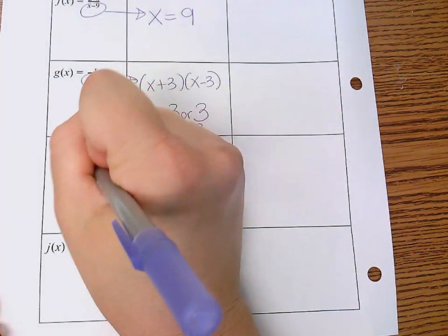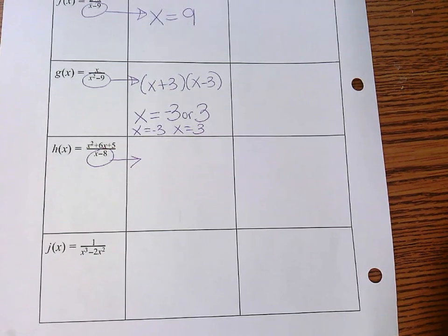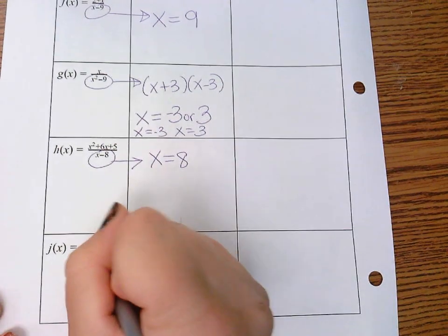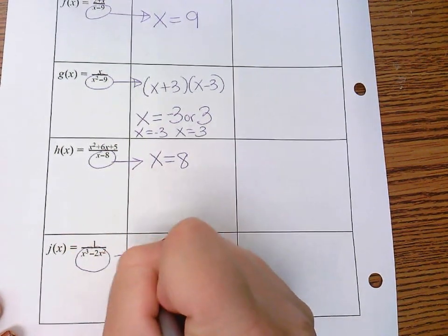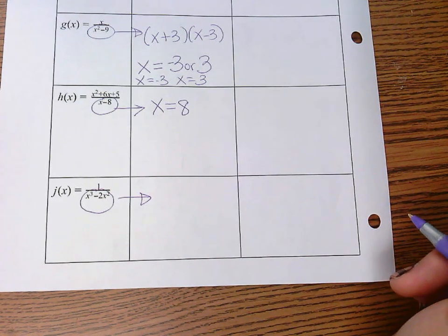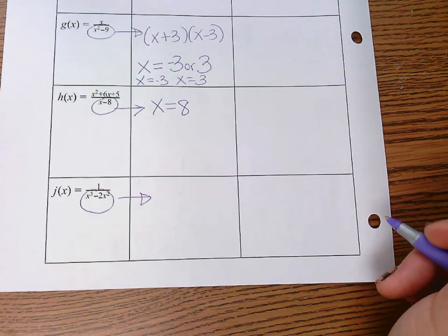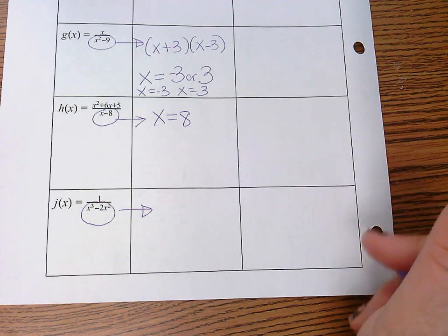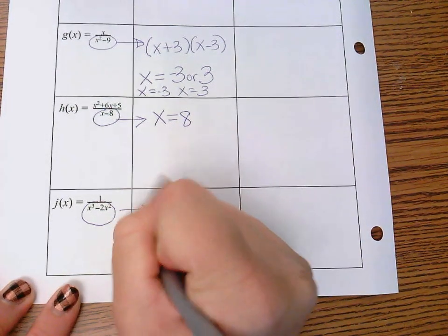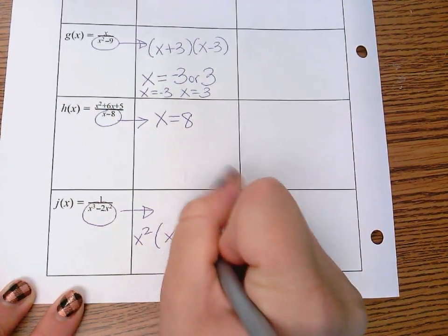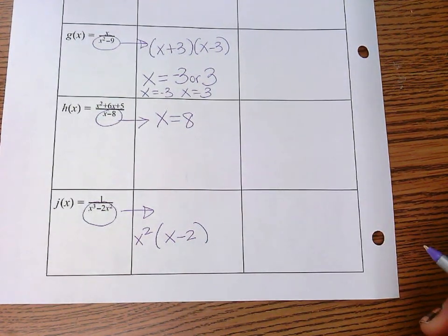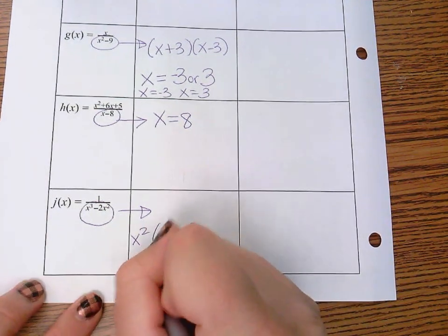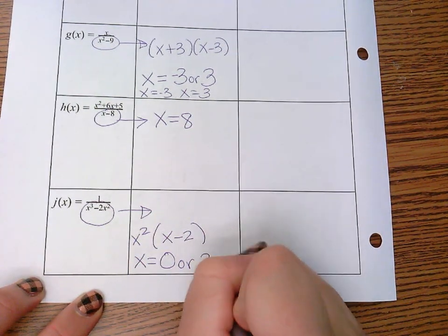What would be the vertical asymptote for h? Should be easy, right? x equals 8. And how would I factor j? So what should I do first when I'm factoring j? What would I factor out first? Greatest common factor, right? x squared times x minus 2. So if that factors into x squared times x minus 2, my two vertical asymptotes are at 0 or +2.